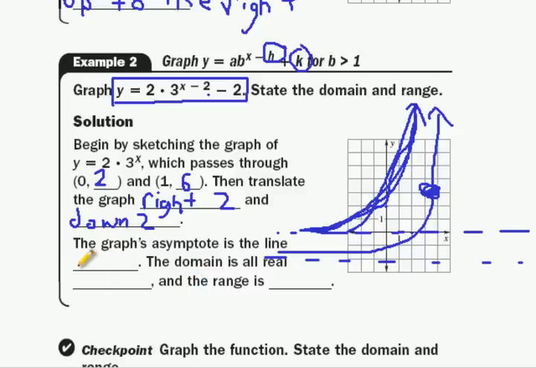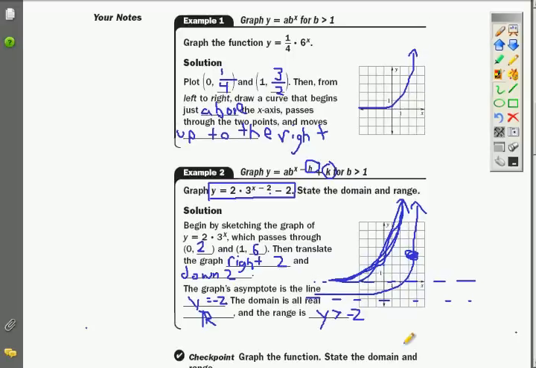The graph's asymptote was the line y equals 0 originally, but now it's moved to y equals -2 because it shifted down, and the domain is still all real numbers, and the range is all numbers that are greater than -2. So anytime y is greater than -2. You go ahead and try checkpoint number 1 there, and let's see what you get.